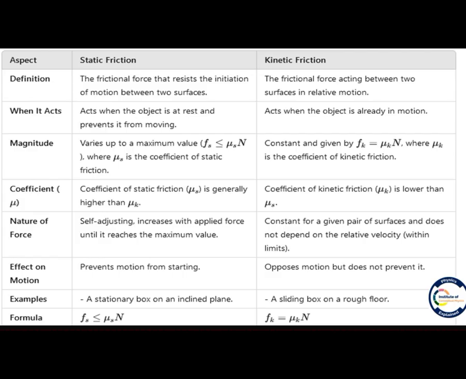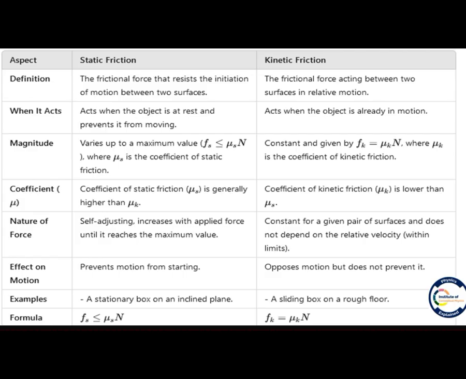But in the case of static friction, this is a friction that basically resists the initiation, that is, the beginning of the motion between the two surfaces. So the motion has not started. Okay, as you can see, the second point, this basically acts on the body which is at rest and does not allow it to move. Whereas the kinetic friction acts on the bodies which are already in relative motion with respect to another body. What about the magnitude?